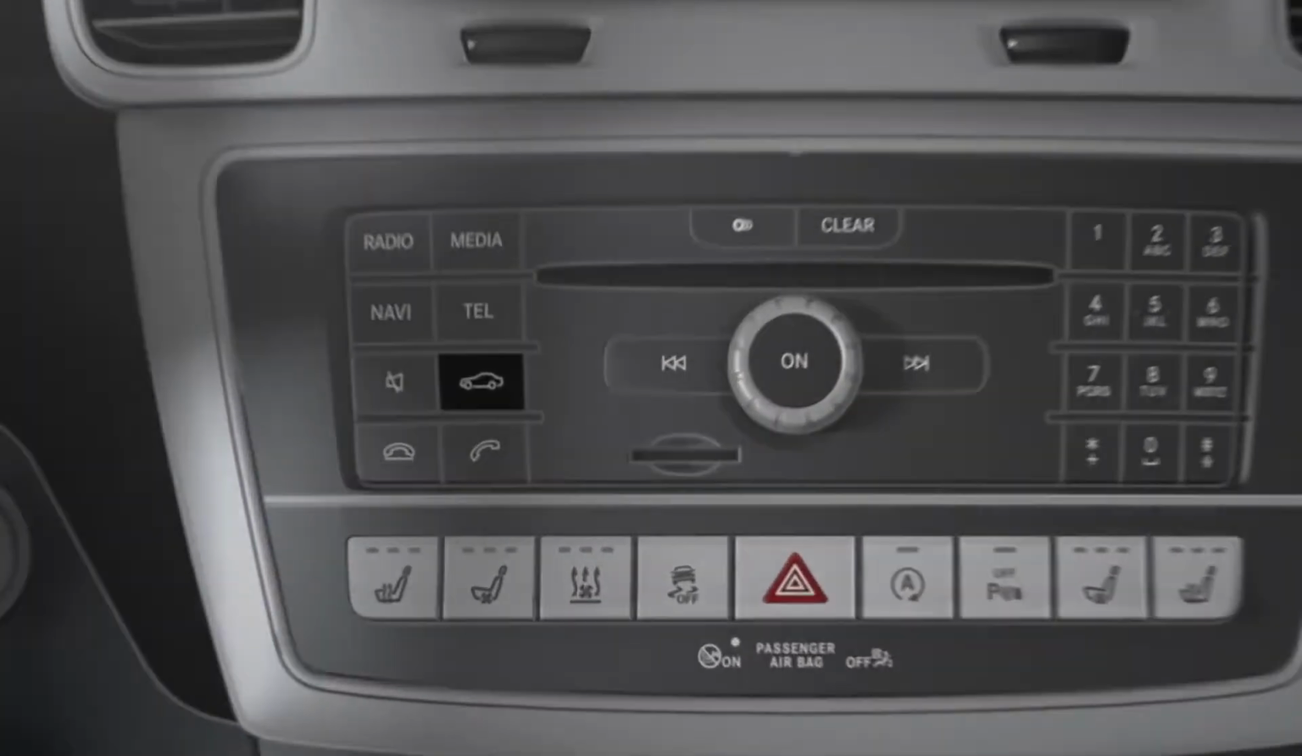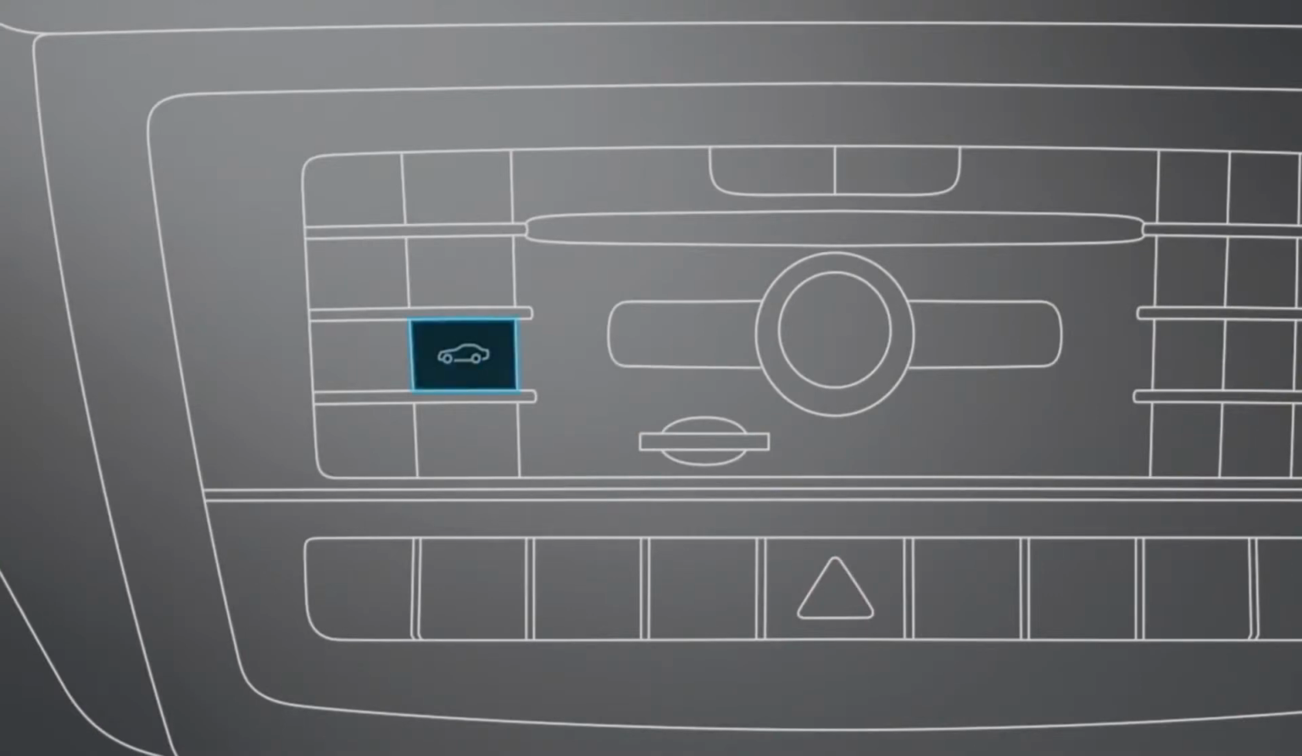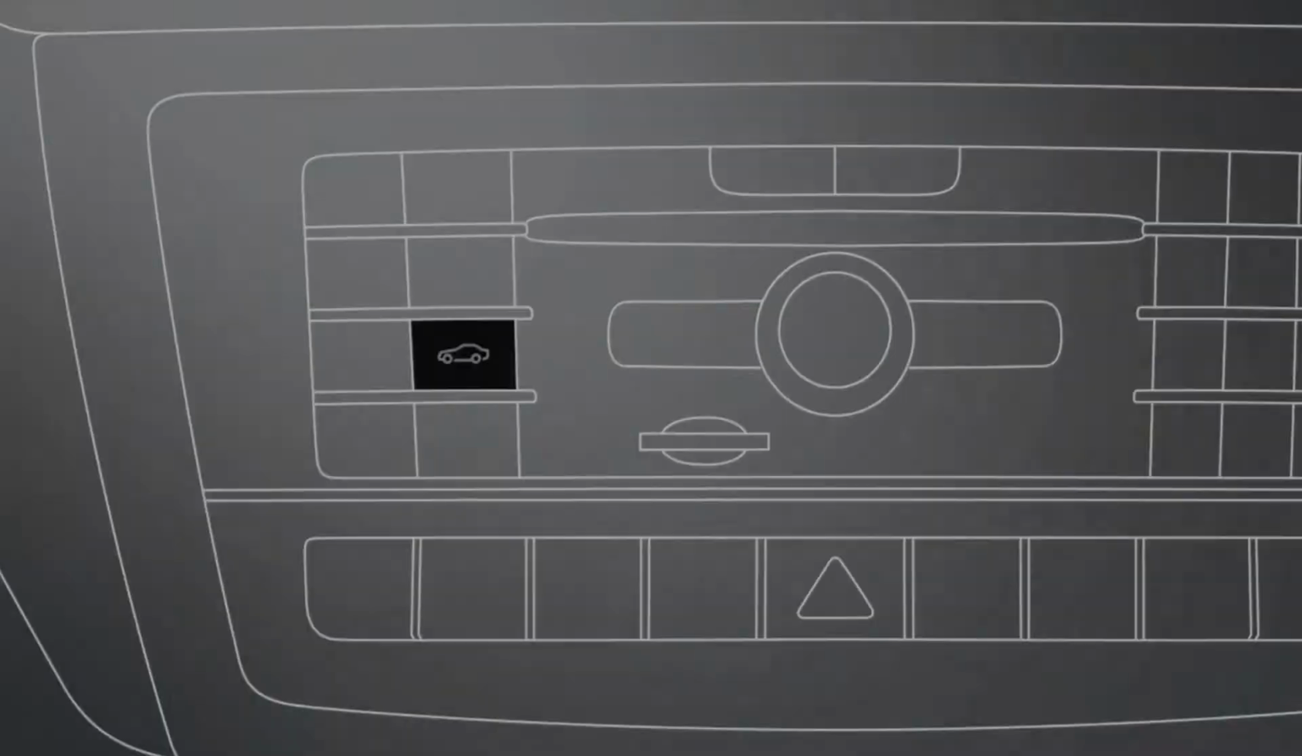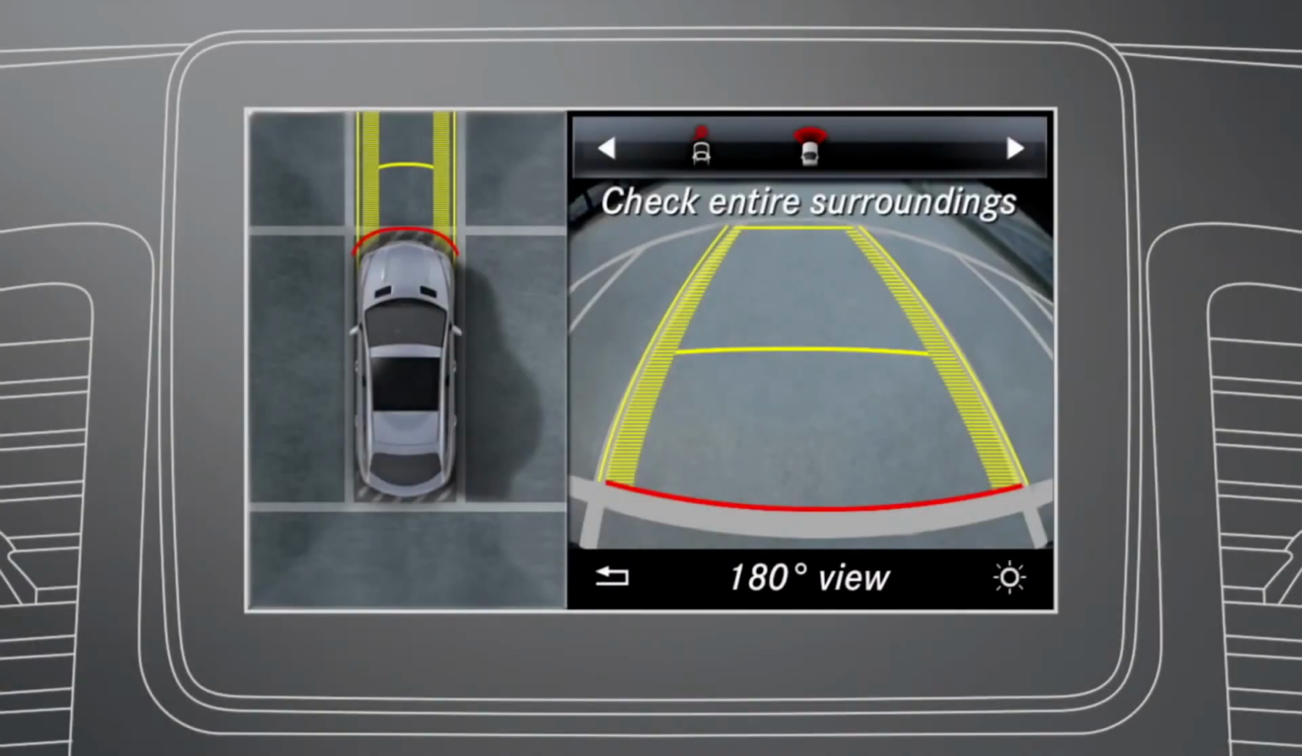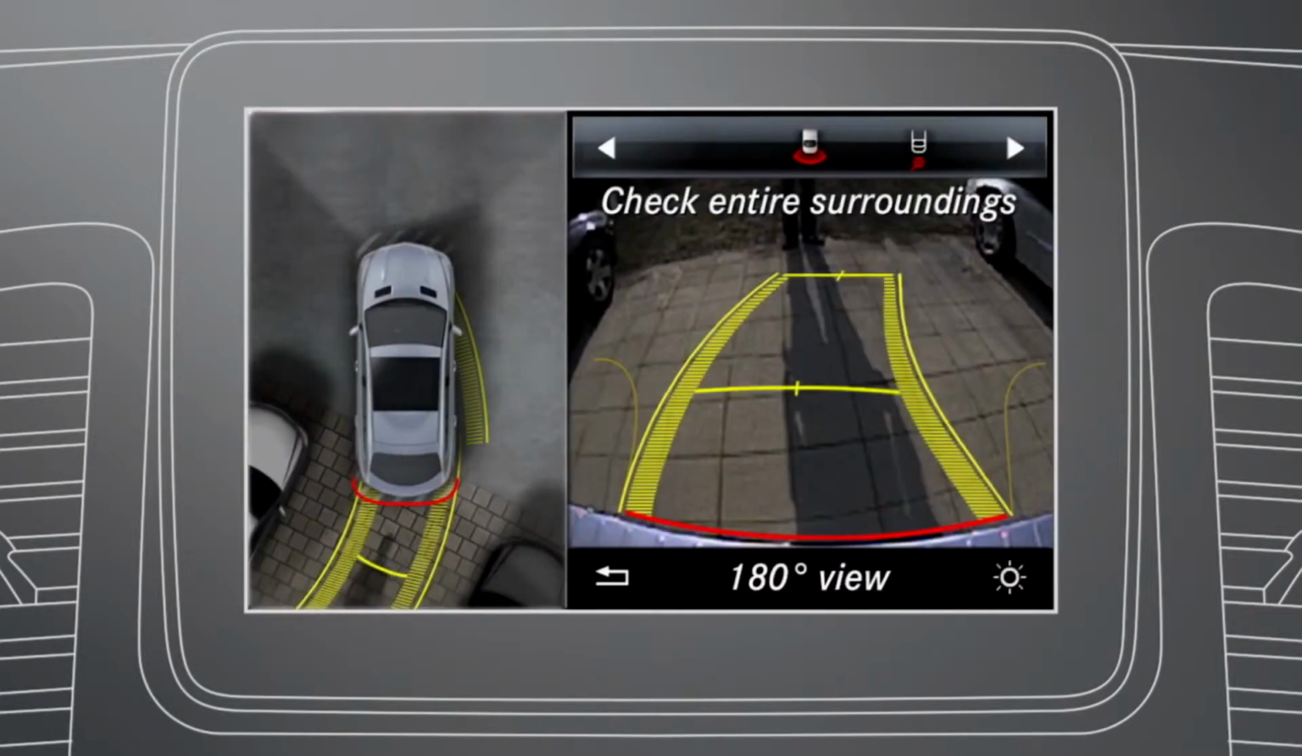To activate the 360-degree camera, press and hold the function button for 2 seconds. Alternatively, you can use the function button to access the vehicle menu and then select 360-degree camera using the command controller. Depending on whether transmission position D or R is selected, the command display shows a split screen with top view and the image from the front or reversing camera.